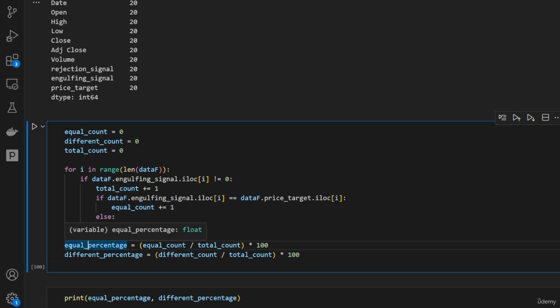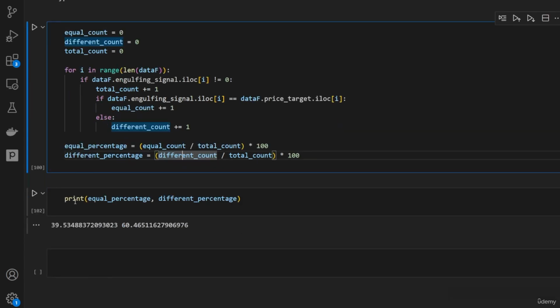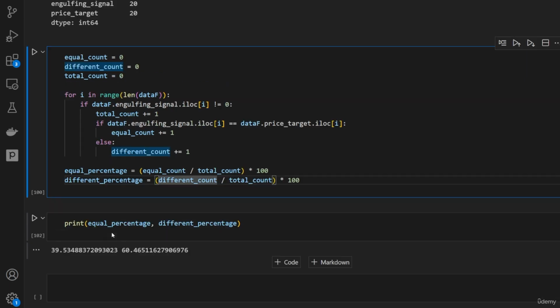And then we can compute the percentages very easily. The equal percentage is equal to the equal count divided by the total count times 100. And the different percentage is the different count divided by the total count times 100. And then we can print this. So we print the equal percentage versus the different percentage. This way we can check if these rejection patterns or engulfing patterns are actually worth it.